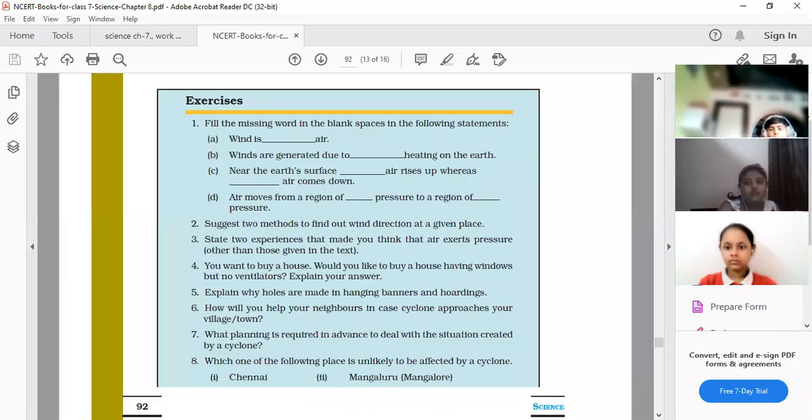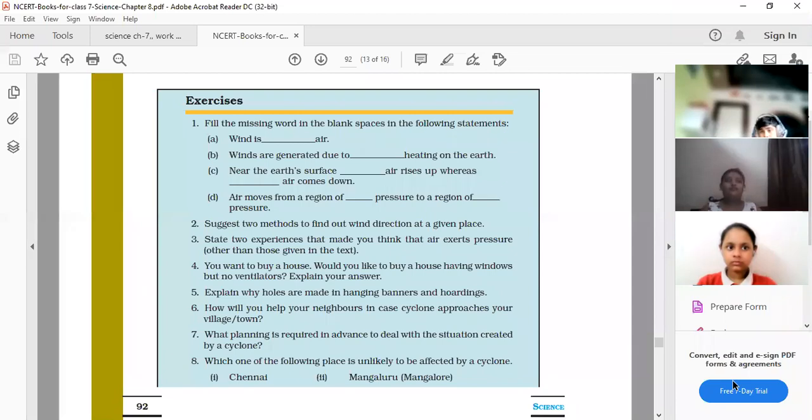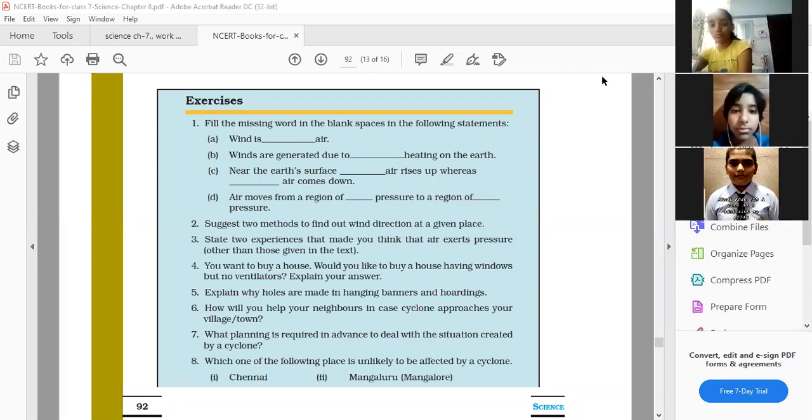So good afternoon, children. Today, after completing chapter number 8, we will be doing the back exercise of chapter 8. So let's start with it. First of all, question number 1 is there. Fill the missing words in the blank spaces in the following statements.